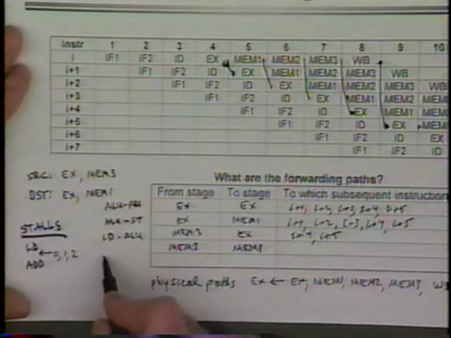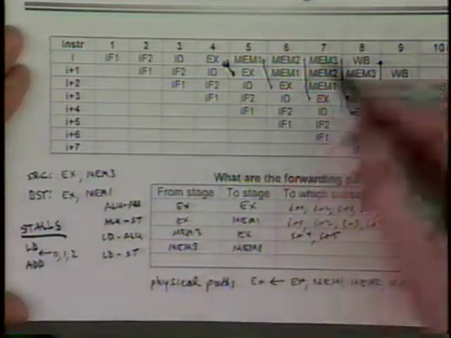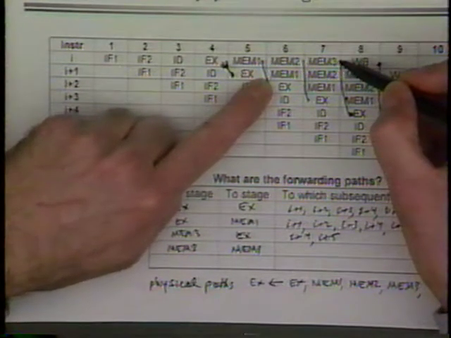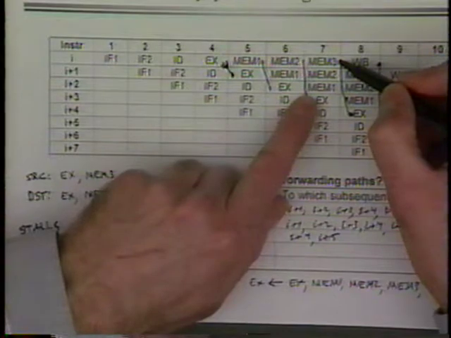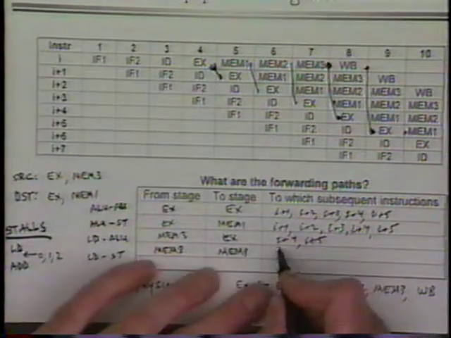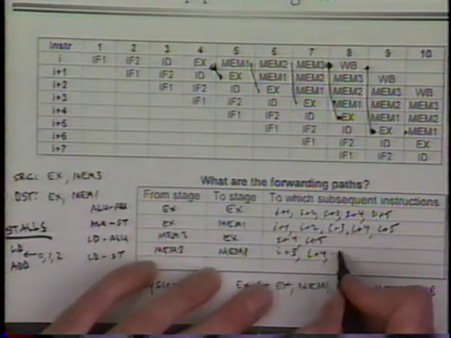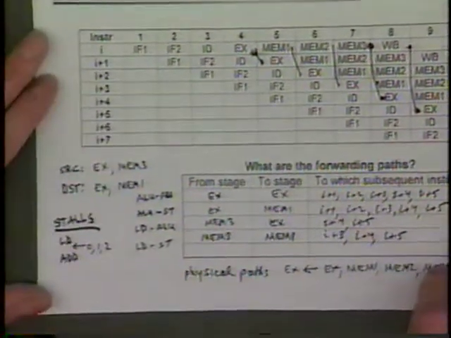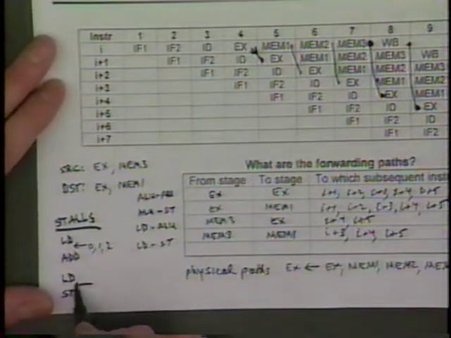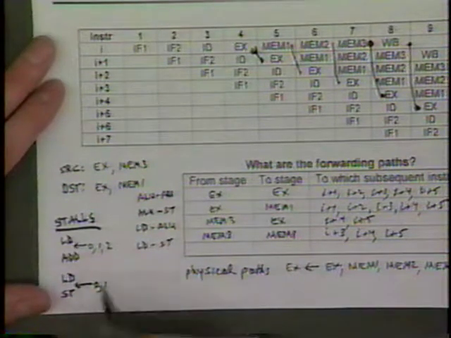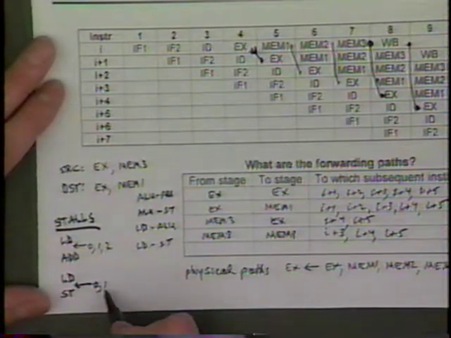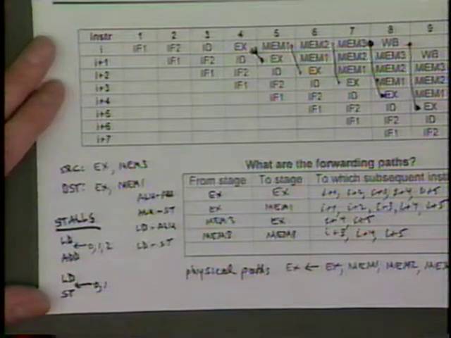Last case is mem3 followed by mem1, which is a load instruction followed by a store instruction. We want to go from the output of mem3 to the input of mem1. Well, can't do it for I+1, can't do it for I+2. We can do it for I+3, I+4, and I+5. And this identified another case of a stall. So if we have a load instruction followed by a store instruction separated by 0 or 1 instructions, then we have to stall some number of cycles. Obviously, if there's 1 instruction in between, we stall one cycle. If there's no instructions in between, we stall 2 cycles.